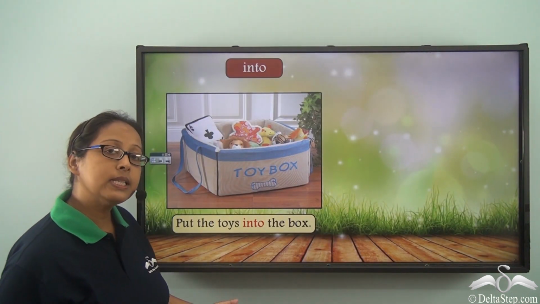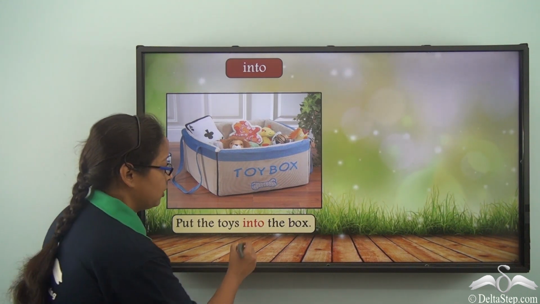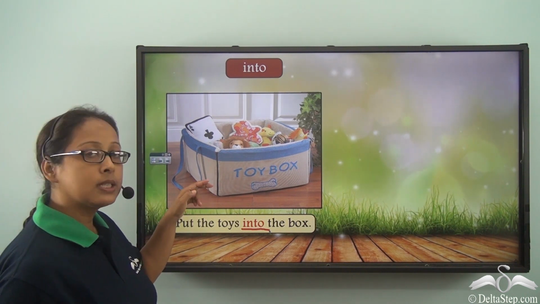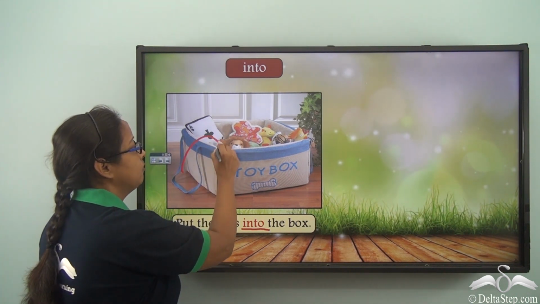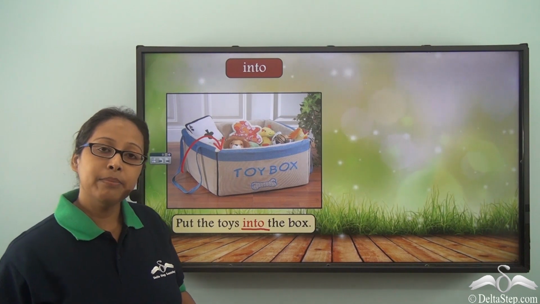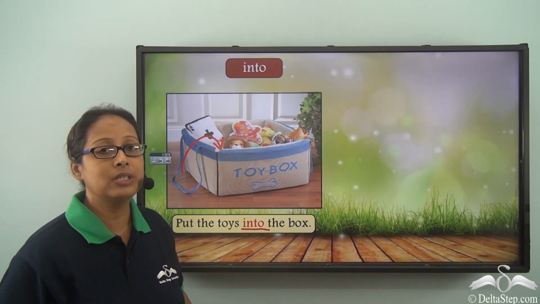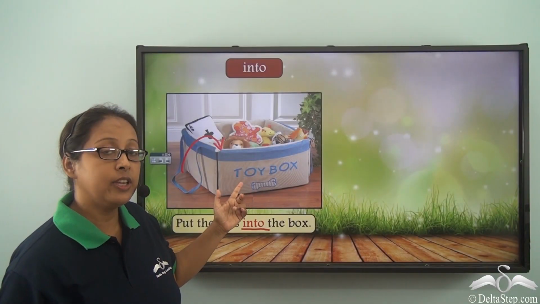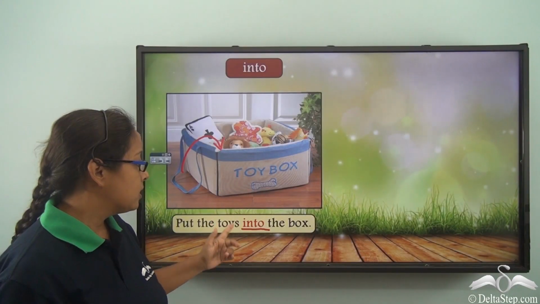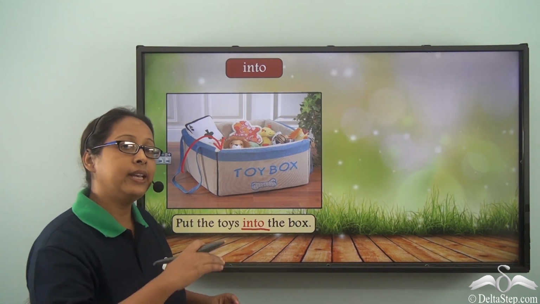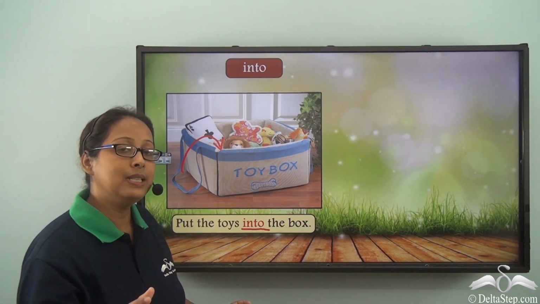Put the toys into the box. So the preposition is into. When we say into the box, it means there's a movement involved. So something was outside and now we are keeping it within an enclosed area. Here in this case, we are keeping it inside this box. So when we use the preposition into, there's a movement involved and it is moving from outside to inside.